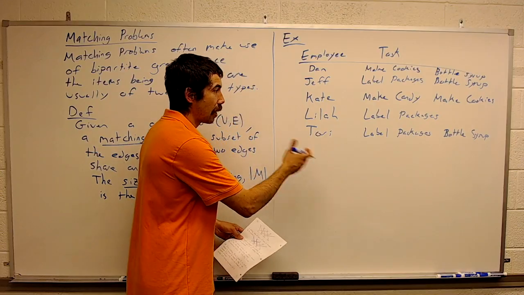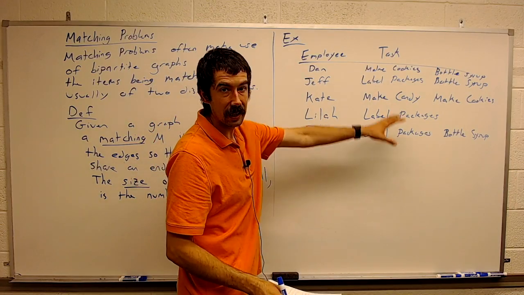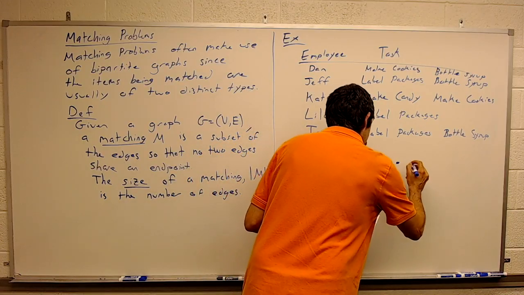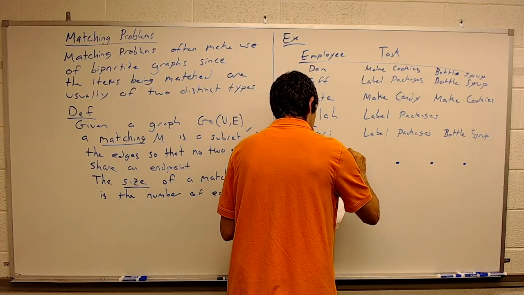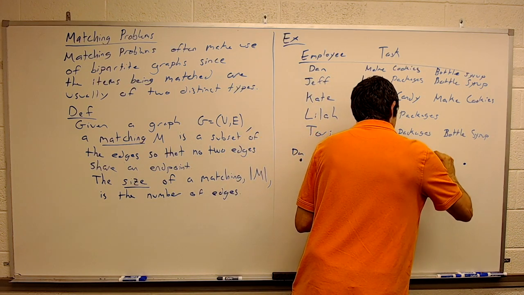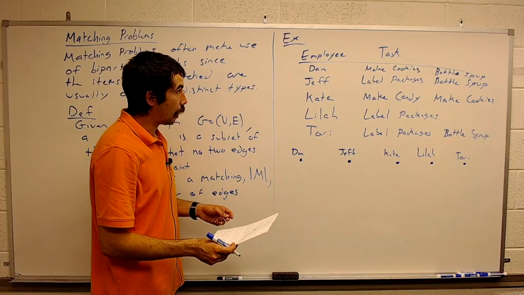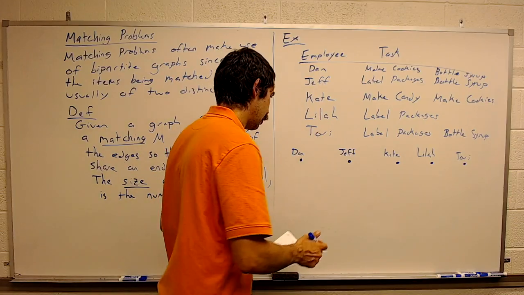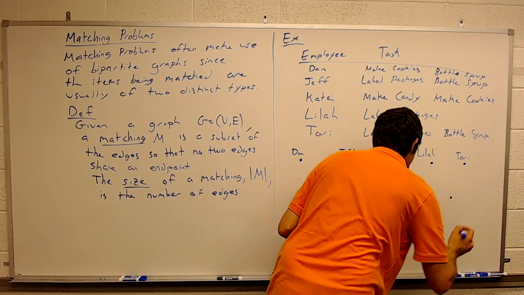All right, so let's model this using a bipartite graph. So our X set could be the employees. Our Y set could be the tasks. So here are our 5 employees: Dan, Jeff, Kate, Lila, and Tori. And we have cookies, syrup, package, candy. I think those are our only tasks. So we already know we're not going to be able to assign each person to a task. We just don't have enough tasks.